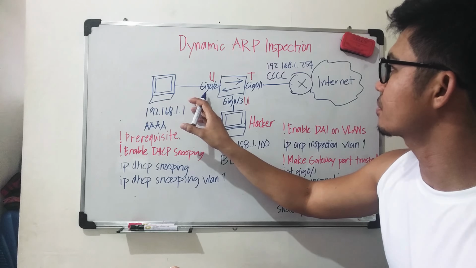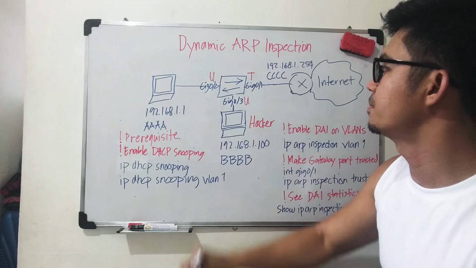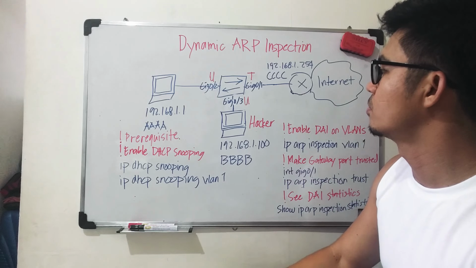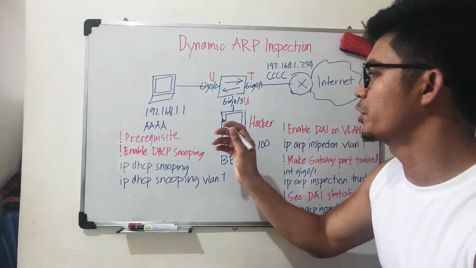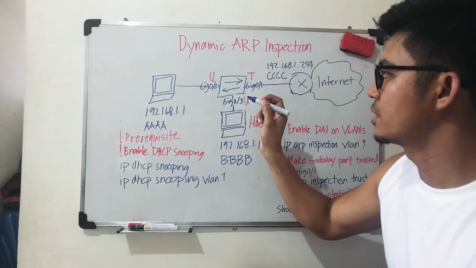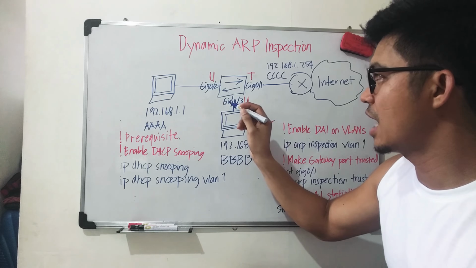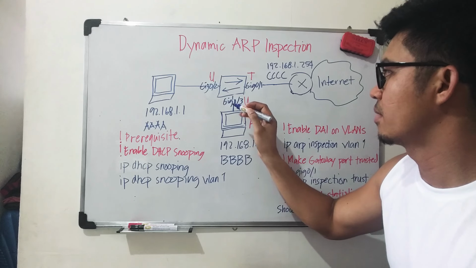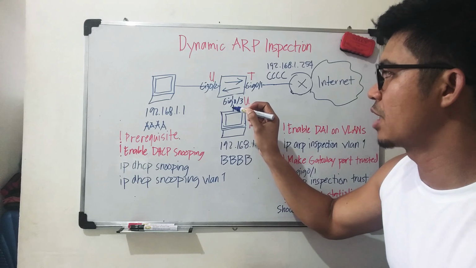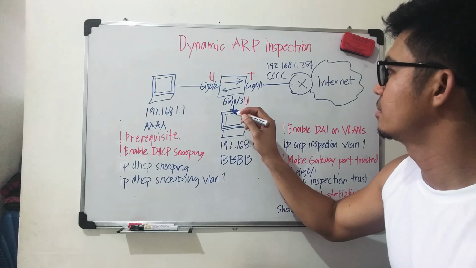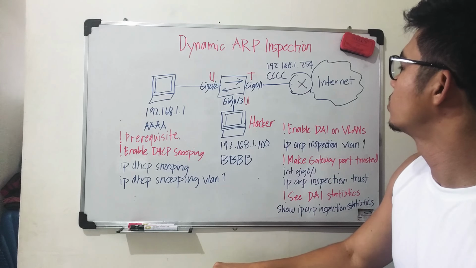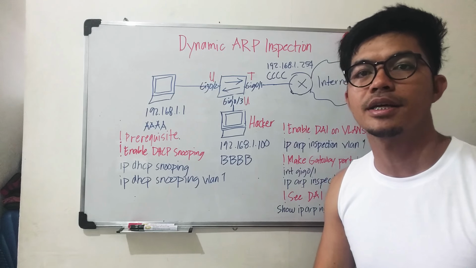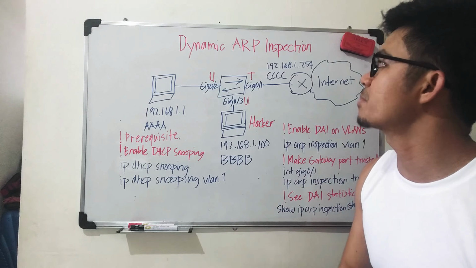And like I said earlier, if the ARP requests don't have the correct IP and MAC address mapping, the switch will drop those packets. So yeah, that's all I can say about dynamic ARP inspection.